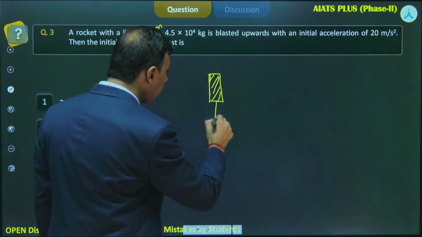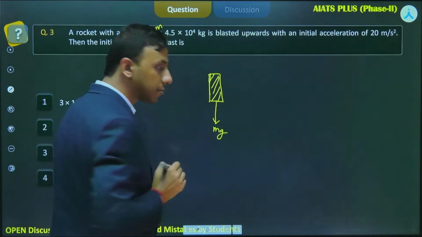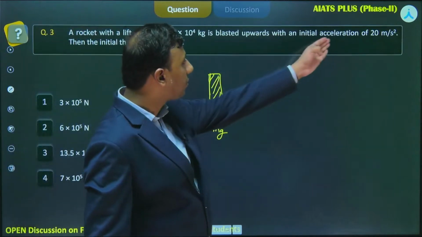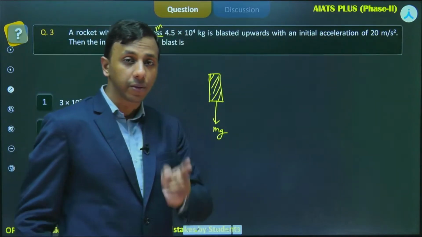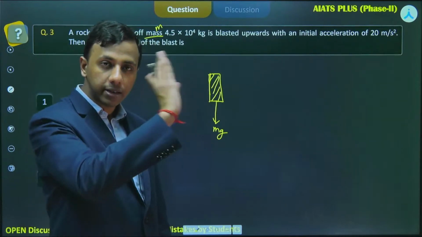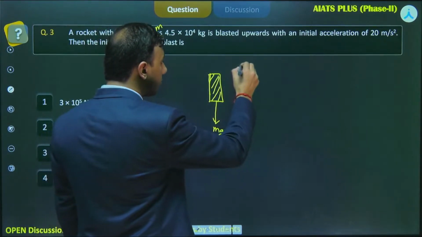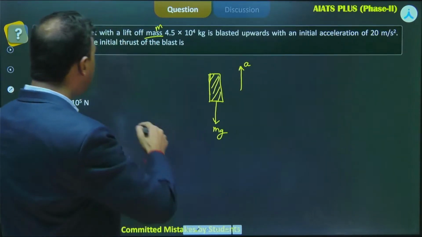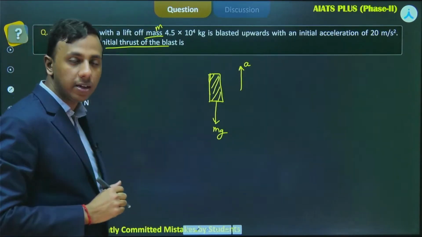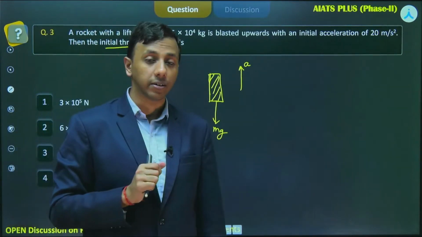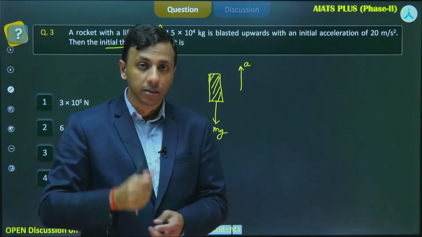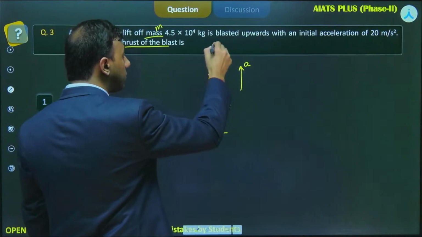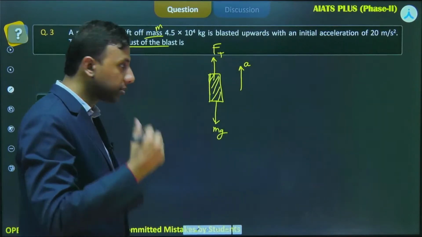So the rocket's weight will be in the downward direction, mg, right? And they are saying it is blasting upwards with an initial acceleration. The direction of acceleration is also given. It is moving up with acceleration, let's say a. This is acceleration a, right? A is the value given, and the initial thrust of the blast they are asking. Now this thrust will be in what direction? Obviously it has to be in the upward direction, right? Because the rocket has to move up. So let's say I am calling this thrust Ft, F thrust, right?